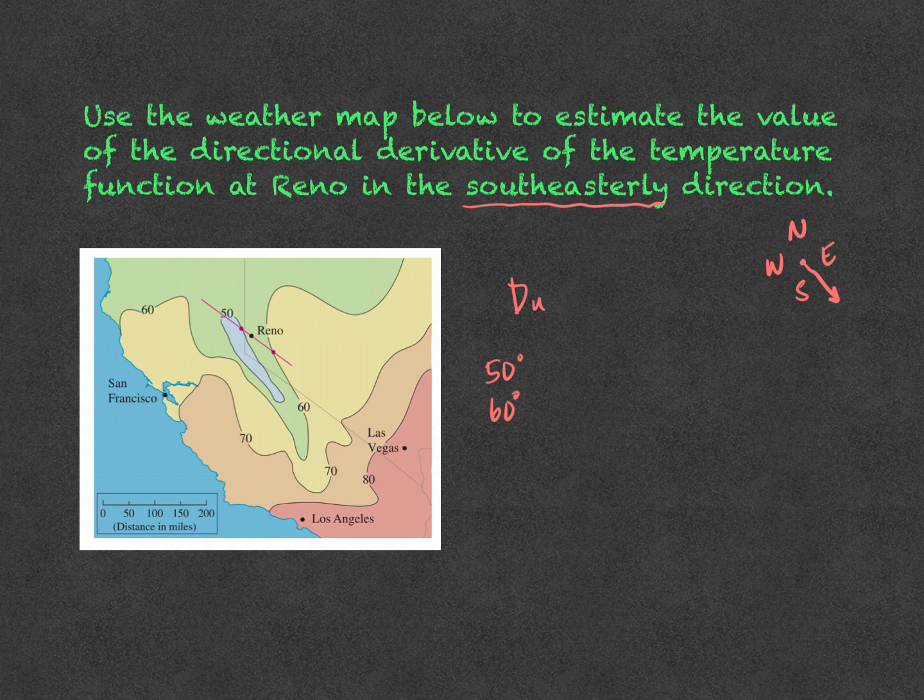And we need to pay attention to the fact that these are our y values. These are our temperature values. So these are our y values. And then we need to estimate this distance from here to here.